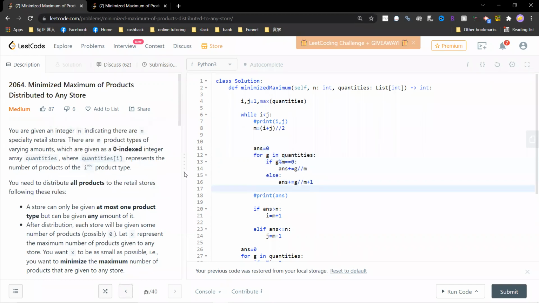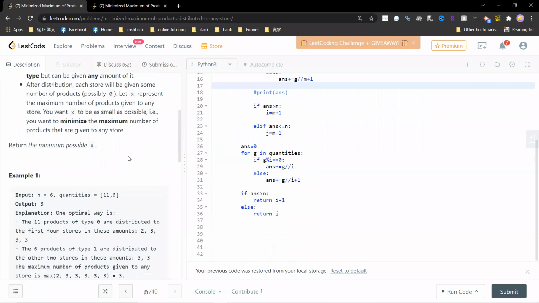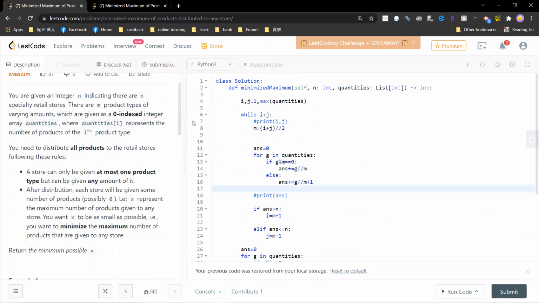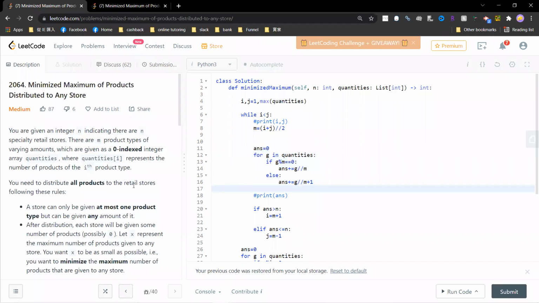This problem is from LeetCode, and I solved this near the time limit. I didn't solve the number 4 problem. I'm still not very good, but I still solved this one.